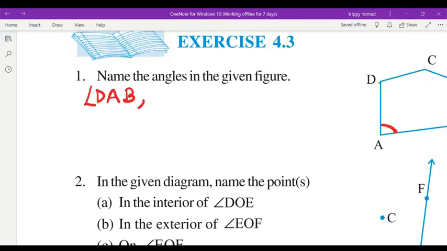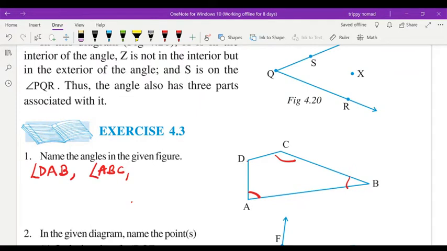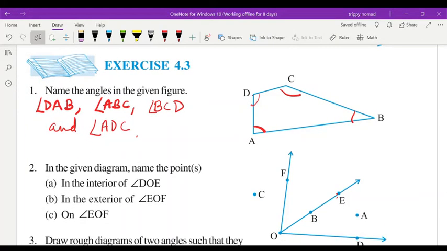Another, ABC. Then after this, here this one, and this angle, what is that angle called? Angle BCD. And this one, and angle ADC.